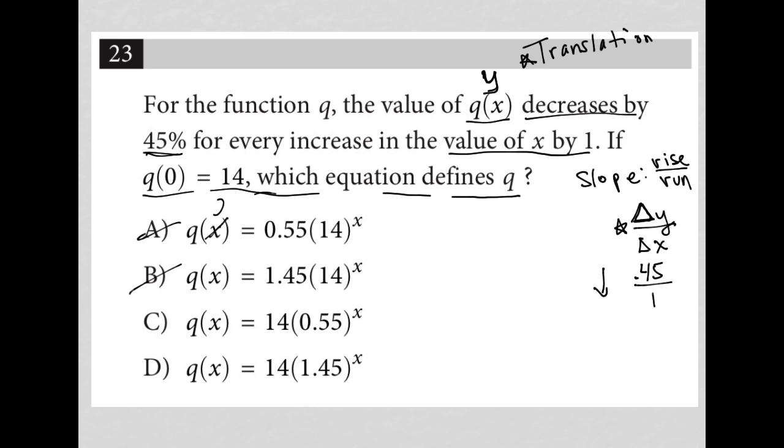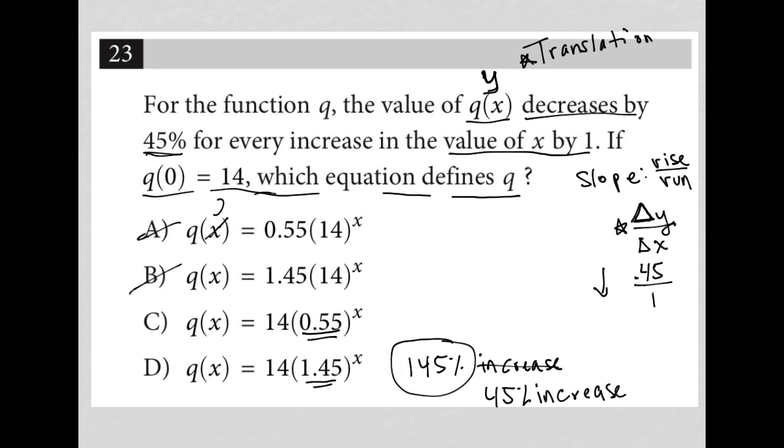So all that's left is what goes inside the parentheses. Should this be 0.55 or should this be 1.45? Given my understanding of decimals, 1.45 is a 145% increase. Nothing about what I read in the question tells me that I should have a 45% increase. In fact, 1.45 would be 145% of the original, which represents a 45% increase. That's not what we want.